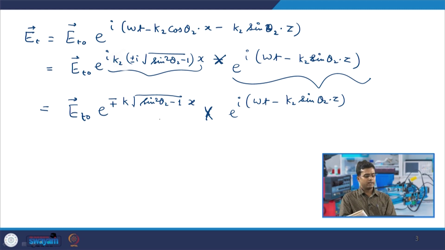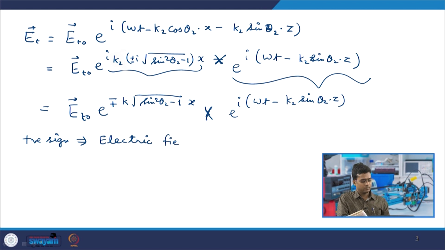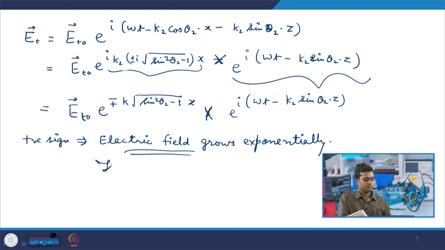Out of these two signs, it can have either positive sign or negative sign. What it means? Positive sign means that the electric field grows exponentially, which means this is not feasible.